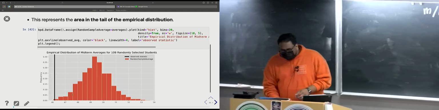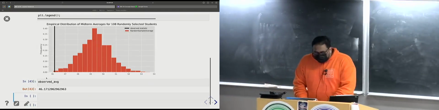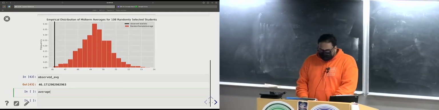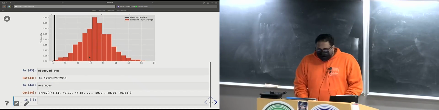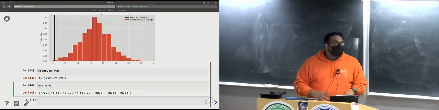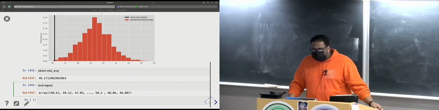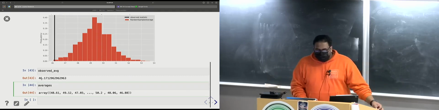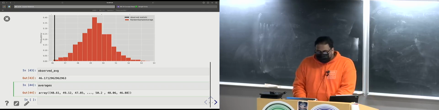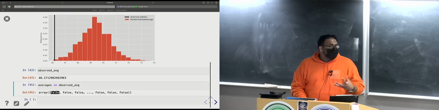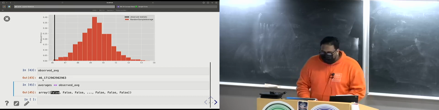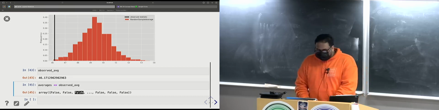Okay, so let's actually compute it. Our observed average, again, was 46.17. And the results of our simulations come from this array averages. So what I want to do is figure out what this area to the left of the black line is, or in other words, what proportion of our simulated test statistics were less than this observed average. And so how I can do that is by comparing this array averages to observed average. So the first simulation, its observed average was greater than 46.17. So was the second, so was the third, so on and so forth.